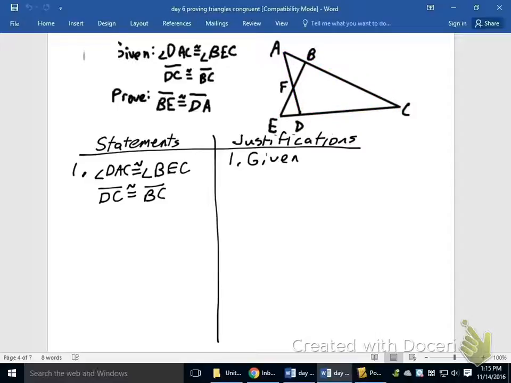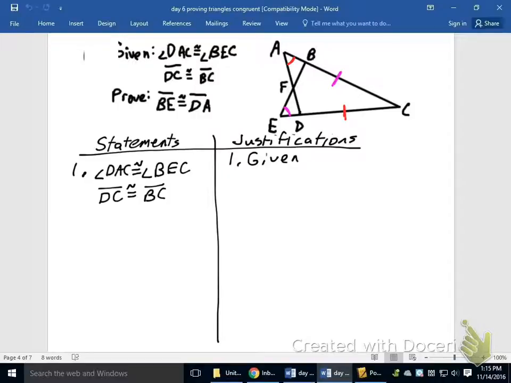So we're going to have to be really careful. The point that I'm going to really ignore here is F. I don't even really know why it's labeled, but it's not really going to come into play. I'm going to go ahead and mark down some given information that angle DAC is congruent to angle BEC. All right, and that segment DC is congruent to segment BC.